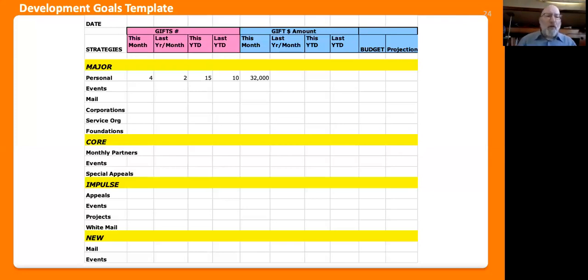All right. Then impulse donors, we send appeals, we have events, projects, white mail. Golly gee, I don't know if this is even used anymore, but back in the day when we received the bulk of our gifts from the Postal Service, there was what was called a white envelope that didn't have any of our information on it from a mailing. No response device, no newsletter response. It was a white envelope. We called that white mail. In the days that I was doing this, we would get hundreds of thousands of dollars in gifts from white mail. I don't think that happens anymore today, but there you go.